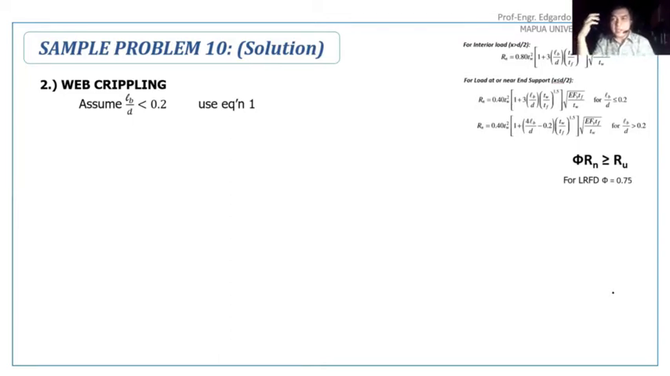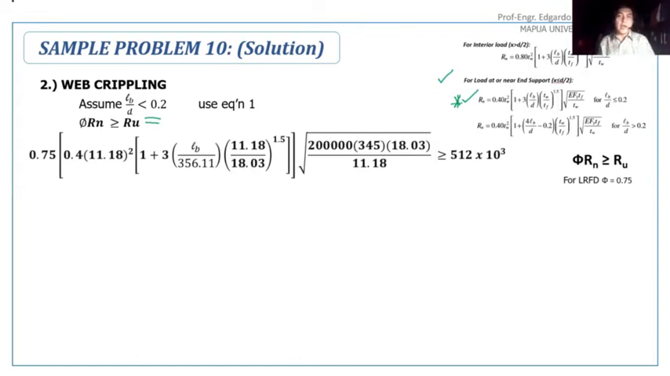Again, this is case 2. Dito siya sa case 2 kasi the load is near the end of the support. Kaya lang under case 2, we have two equations pa rin. So what I did is I assume LB over D less than 0.2. So with that, I'll be using the first equation under case 2. Okay, so yung first equation sa case 2 ang gagamitin natin.